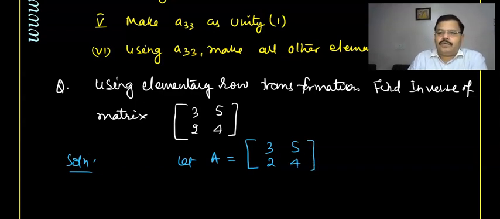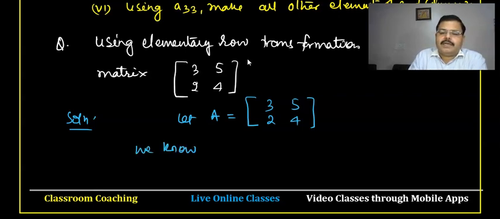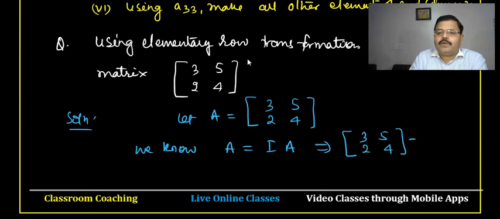Now the fact is that A = AI. We know the determinant is not equal to 0 because 4 times 3 is 12 minus 10, that is 2. So obviously the inverse is possible. But if the determinant is 0, then we cannot proceed. Now we know that A = IA, so we can write the matrix 3, 2, 5, 4 equals the identity matrix 1, 0, 0, 1 times A. No need to write the value of A, we write A as it is.